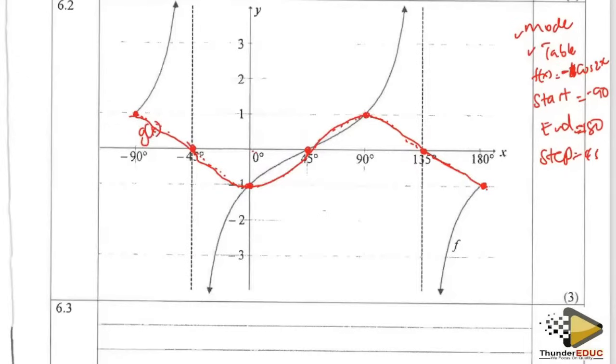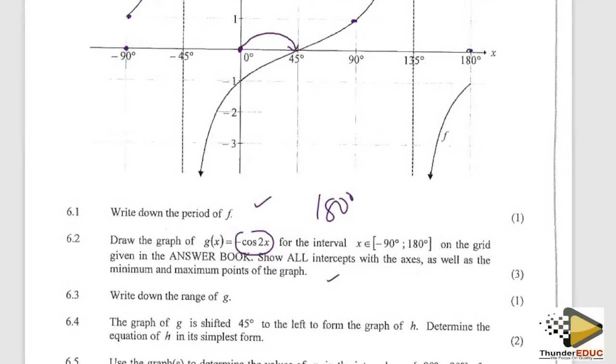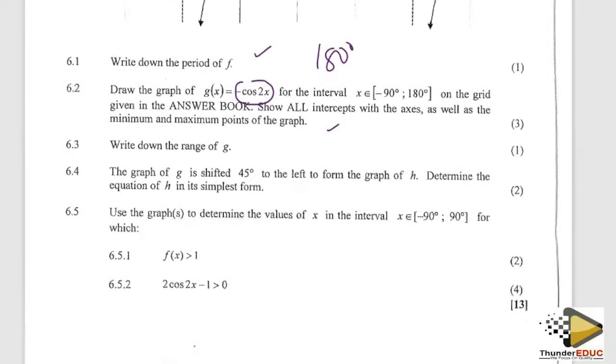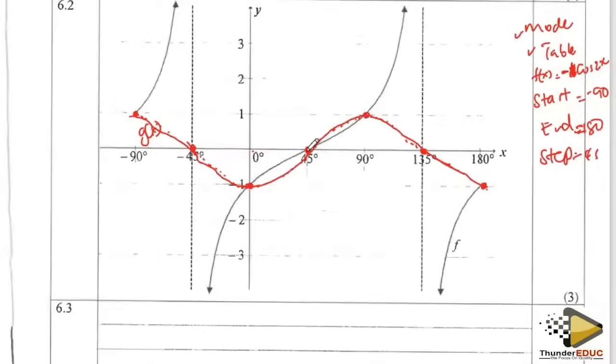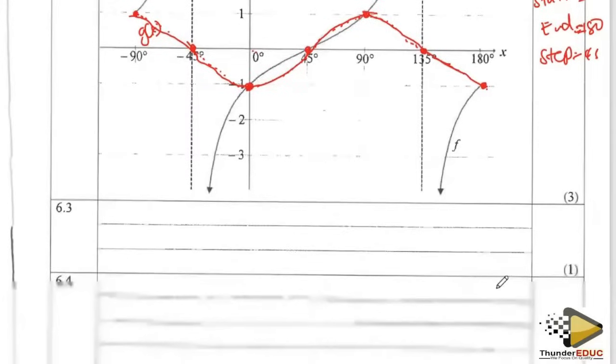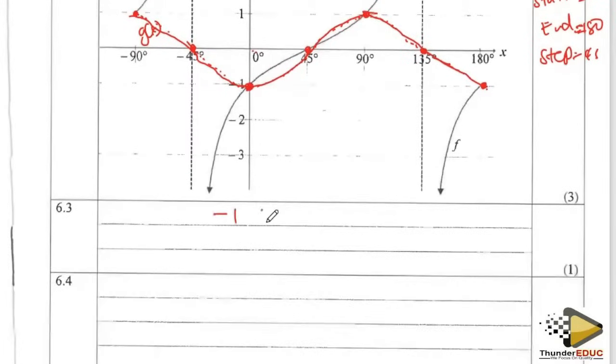Done. Then they want us to write the range. Remember, range represents the y values. So according to the graph, I can see that the minimum point it can go to is -1, and the maximum that it can reach is +1. So I'm going to say -1 is less than or equal to y, which is less than or equal to +1, because it is passing through -1 and +1, so I must use the equal sign as well.